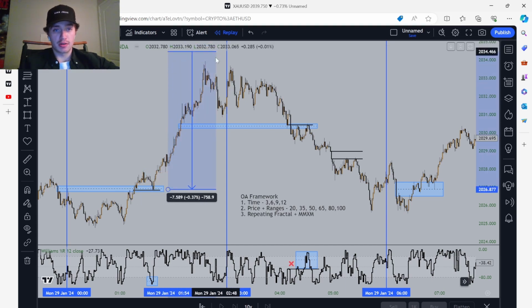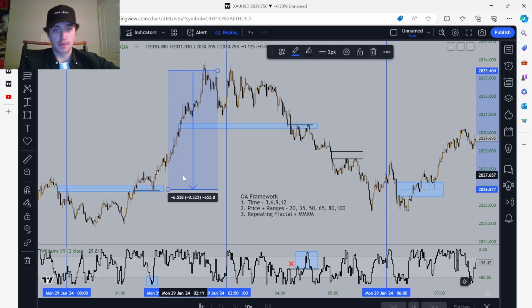The expansion. And again, guys, it's not going to be perfect every time, right? So it's not going to be to the pip in certain situations and in certain setups. Yes, sometimes it's going to be to the pip, but you're going to find a lot of setups aren't to the pip, and they'll maybe be 3 to 5 pips off. So it's not going to be absolutely perfect, right?